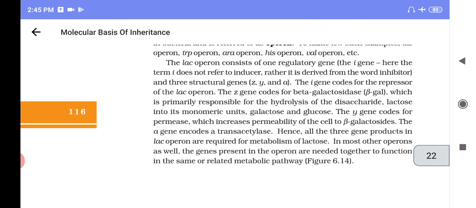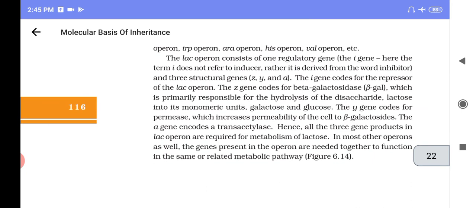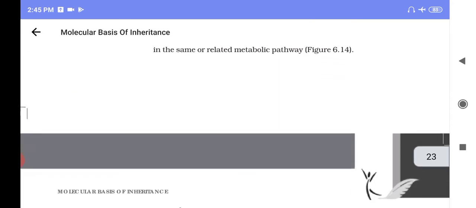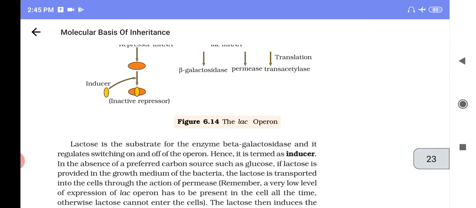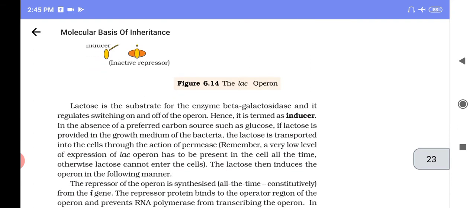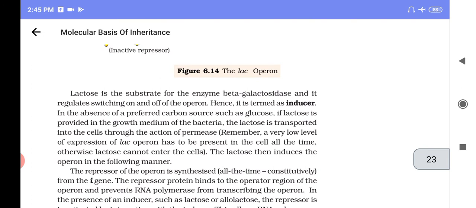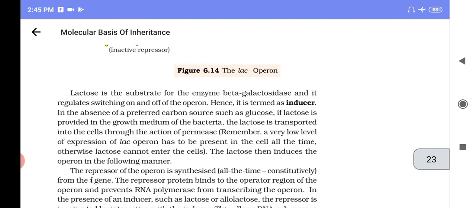Hence, all the three gene products in the lac operon are required for metabolism of lactose. In most other operons as well, the genes present in the operon are needed together to function in the same or related metabolic pathway. Lactose is the substrate for the enzyme beta-galactosidase and it regulates switching on and off of the operon. Hence, it is termed the inducer.